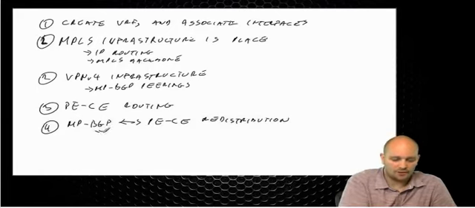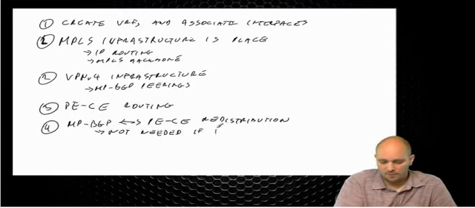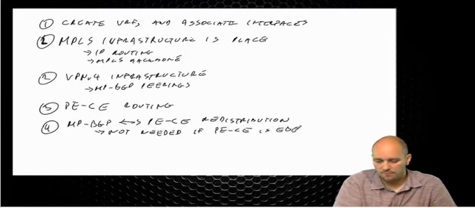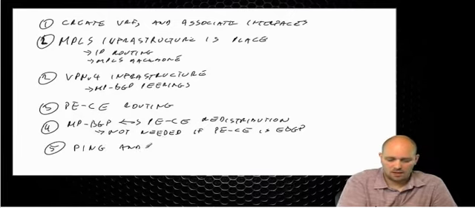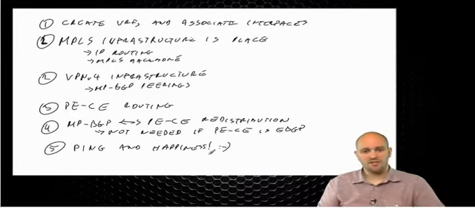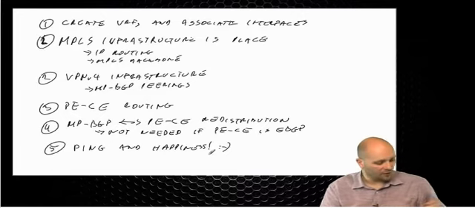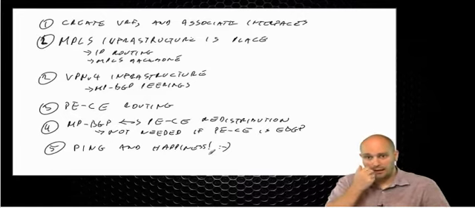And here I will point out, not needed if PE/CE is eBGP. 5, ping and happiness. So these are the steps of configuring the MPLS VPN.